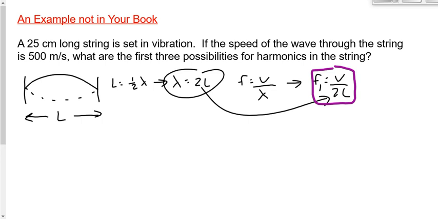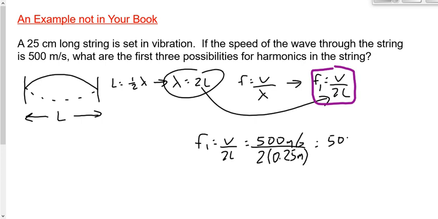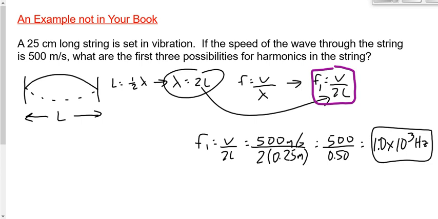Let's calculate that first harmonic. V is 500 meters per second. 2 times L, we have to make sure that's in meters, 0.25 meters. So we get 500 divided by 0.50, which gives me 1.0 times 10 to the 3 hertz. The first harmonic, or the first standing wave, would be 1,000 hertz.